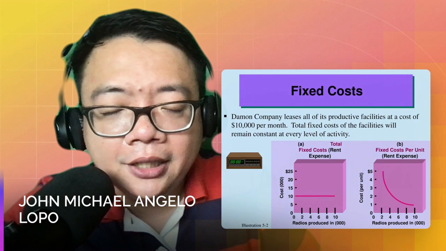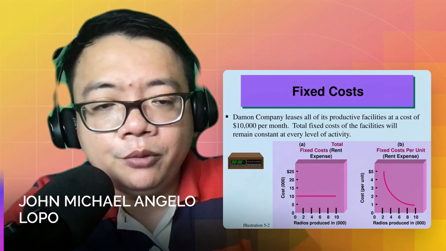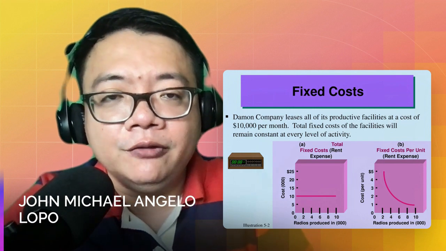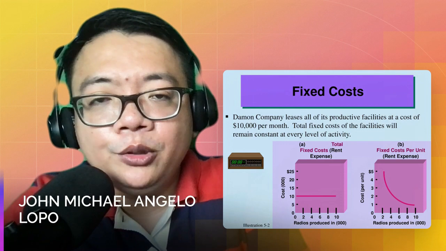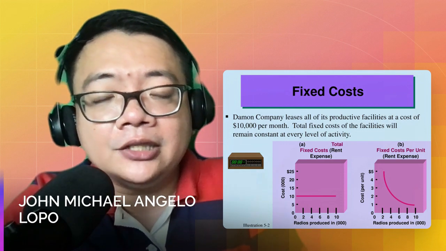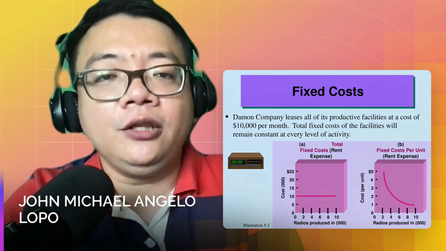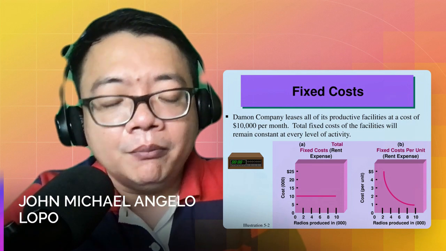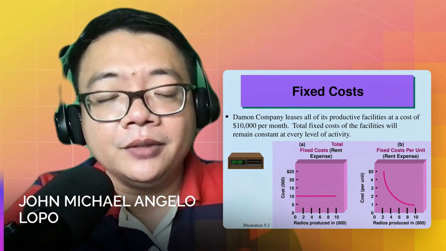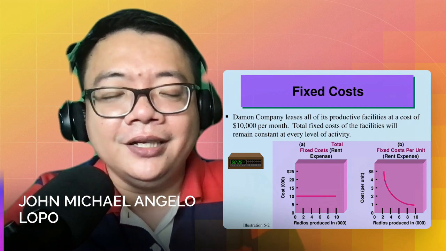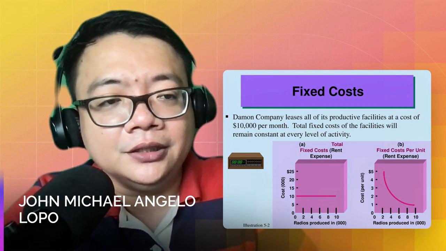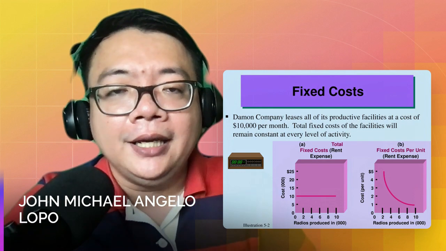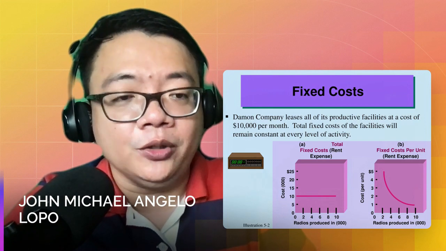Alright, again, we go back to our definitions of the variable cost and fixed cost. Variable cost total will vary with your activity level, while your variable cost per unit will remain the same regardless of your activity, while your total fixed cost will remain the same regardless of your activity level, but the fixed cost per unit will vary inversely with your activity level. That's the summary of the variable cost, the fixed cost, the variable cost per unit, and your fixed cost per unit.